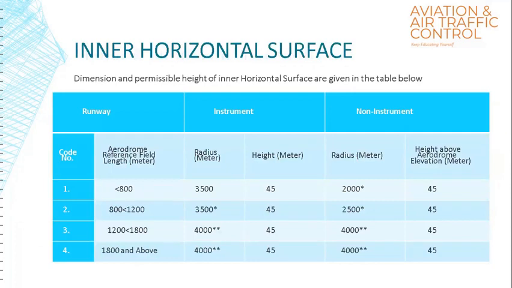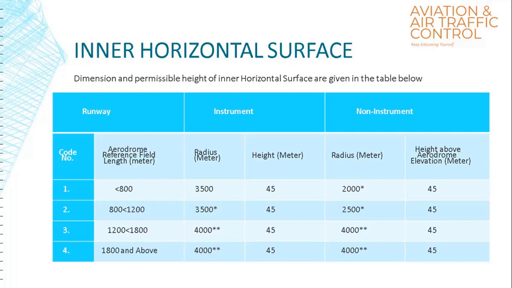So as we mentioned earlier, the inner horizontal surface can be circular or racetrack shaped depending upon the technical details of the runway. For that, we will use this table. We can have two types of runway, instrument runway or non-instrument runway. For an instrument runway, code 1 and 2, there are two circular areas of radius 3000 meters. And if it is an instrument runway, code 3 and 4, the two circular areas are of radius 4000 meters.